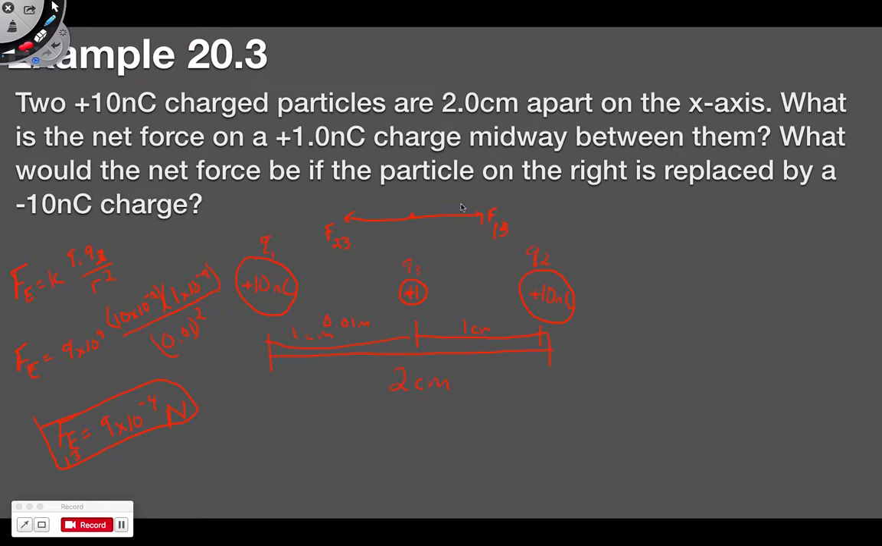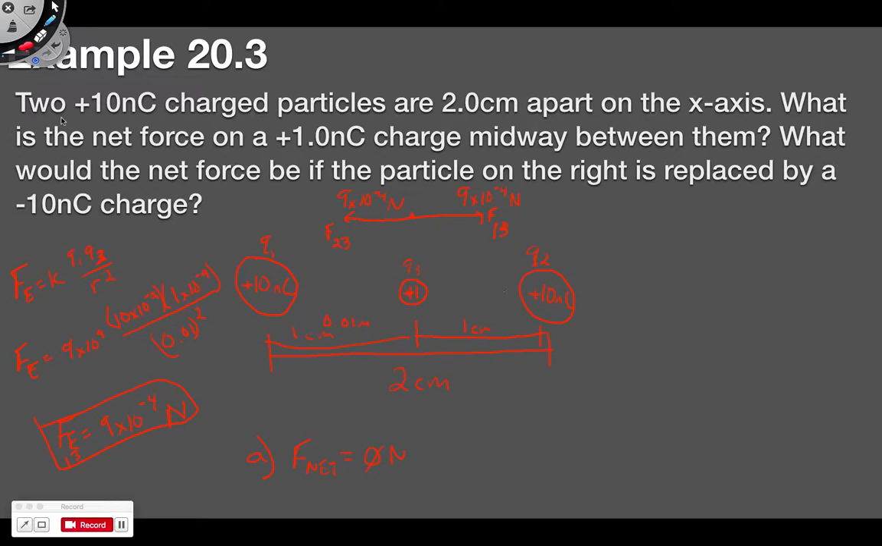Okay, so this is 9 times 10 to the negative 4th, which also means that this is 9 times 10 to the negative 4th. Okay? You can see they're going in opposite directions, so they will cancel out. So for part A, the net force, the sum of all my x forces, is 0 newtons.